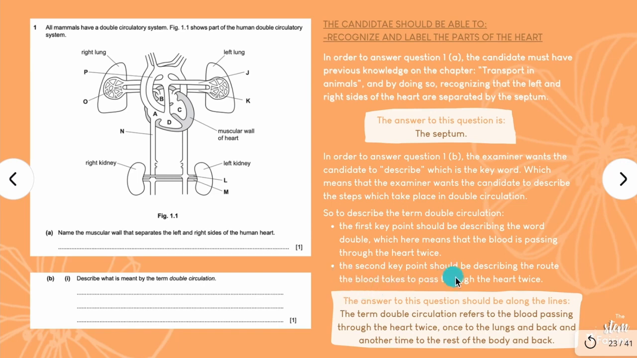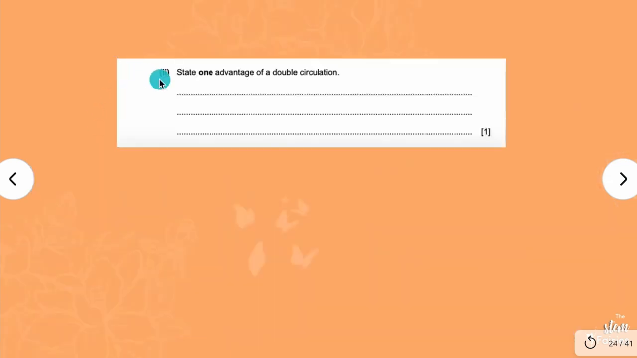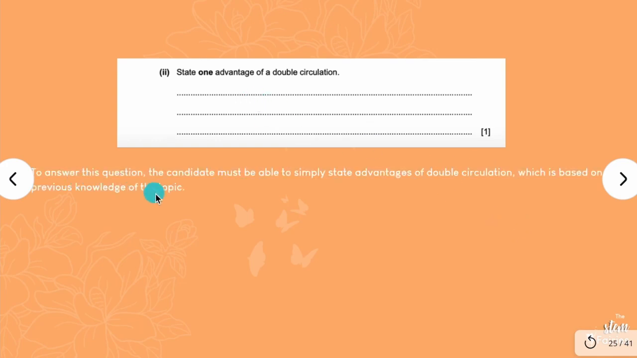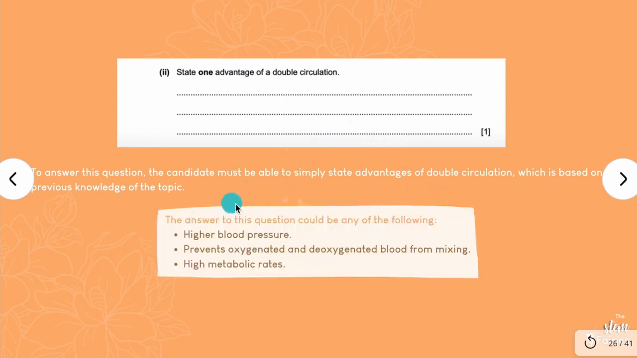Therefore, the answer to this question should be along the lines of: the term double circulation refers to the blood passing through the heart twice, once to the lungs and back, and another time to the rest of the body and back. Question B(ii) is asking us to state one advantage of a double circulation, and this question is only for 1 mark, but we're going to have to use a clear sentence to state this one advantage. To answer this question, the candidate must be able to simply state advantages of double circulation, which is based on previous knowledge of the topic. Therefore, the answer to this question could be any of the following: higher blood pressure, prevents oxygenated and deoxygenated blood from mixing, or high metabolic rates.